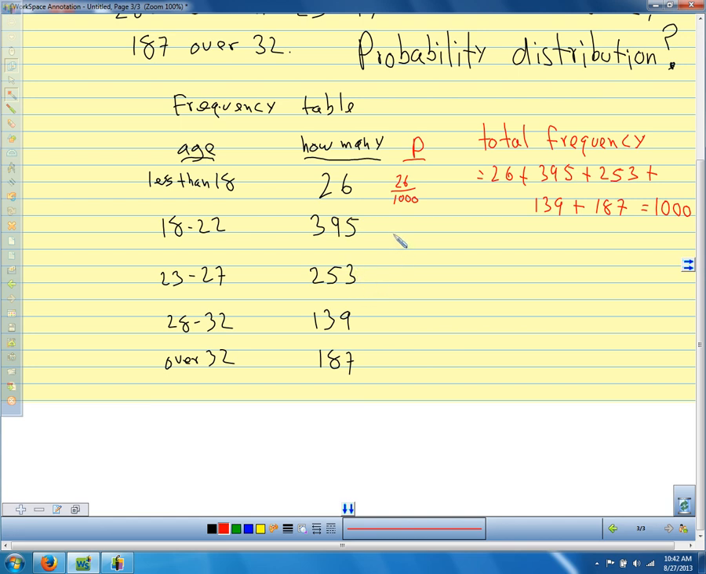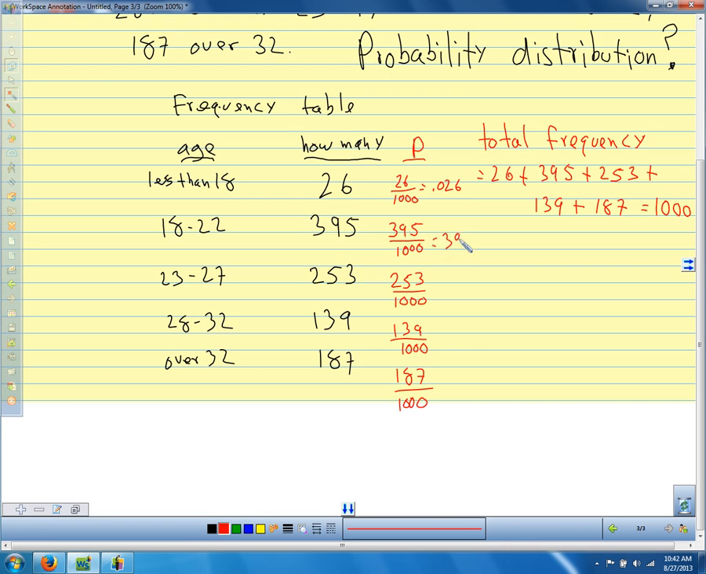The probability of 18 to 22, I just take this number divided by the total. 395 over 1,000. For this one, 253 divided by 1,000, 139 divided by 1,000, and 187 divided by 1,000. And I'm just going to turn all of these into decimals. So this is about 0.026. Just plug it in my calculator.